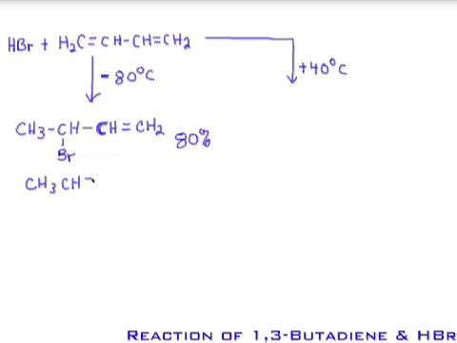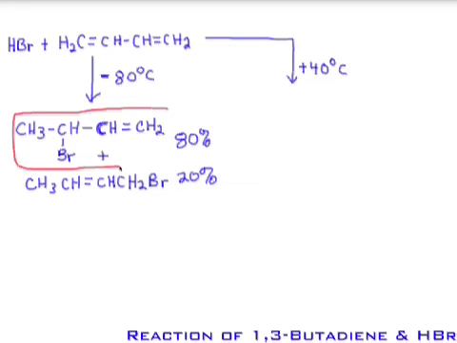Let's look at the 1,4 addition product. Here's the 1,4 addition product, and it's present in 20% yield at minus 80. So this corresponds to the previous slide. If you like, I'll circle them by the colors so you can tell. At low temperatures, the kinetic, the less stable alkene predominates. He's major. Whereas the 1,4 addition product was black.